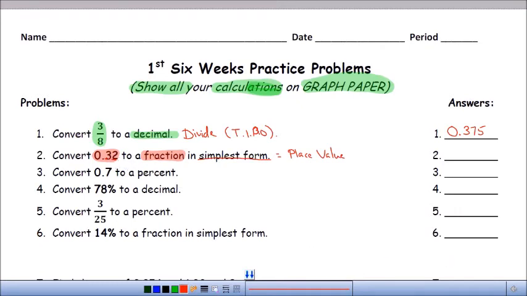So in order for me to do that, I'm going to get a clean page, and we have 32 hundredths. We're going to write it as 32 over 100. And now this is a fraction. So the last thing I have to do is reduce it. And I know that I can divide by 2, top and bottom, because 32 is an even number and 100 is an even number. So if I divide 32 by 2, I'm going to get 16. And if I divide 100 by 2, I'm going to get 50.